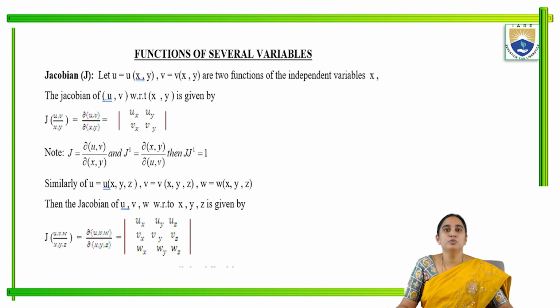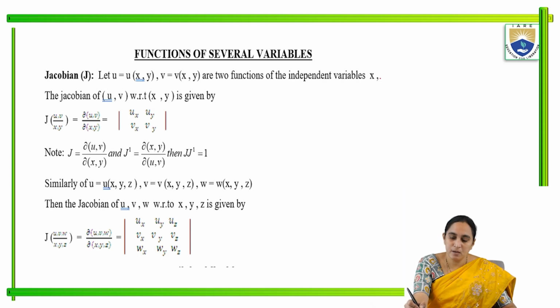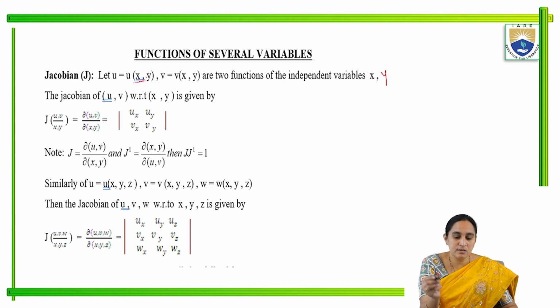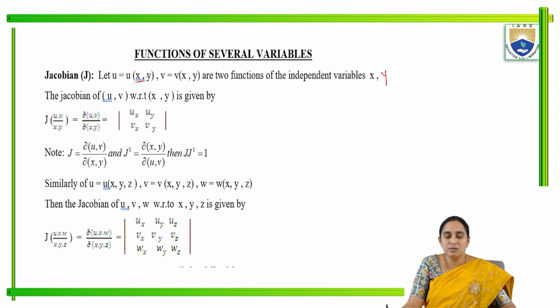Here, let u is equal to u of x, y and v is equal to v of x, y are two functions of the independent variables x and y. Observe that the topic is functions of several variables. In the u function two variables are there, and in the v function two variables are there. That means u and v are two functions with independent variables x and y.